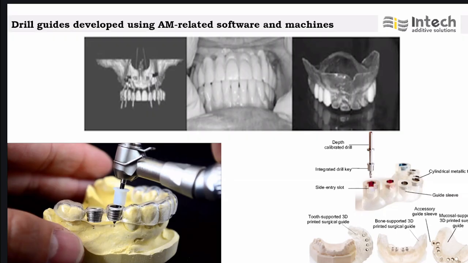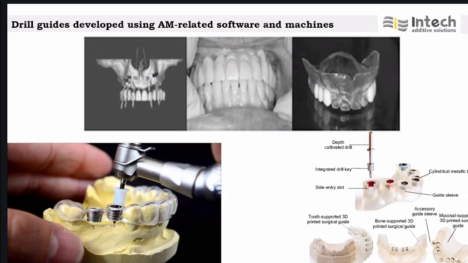And then we have the integrated drill key. This locks the drill in the correct position and makes it impossible to slip. And then we have the cylindrical metallic tube. This guides the drill with zero deviation, and it serves as a very precise sleeve. And then you have a side entry slot. This allows the surgeon to position and seat the guide accurately.